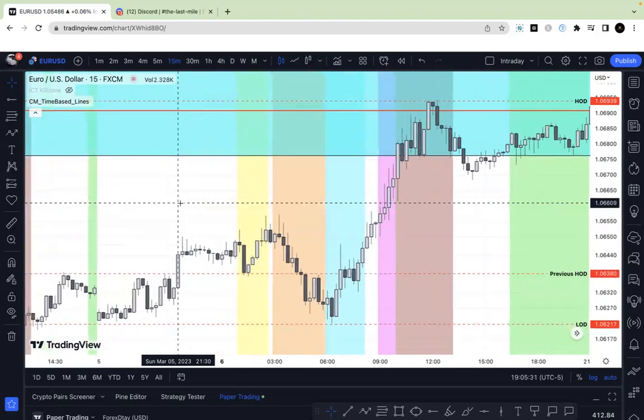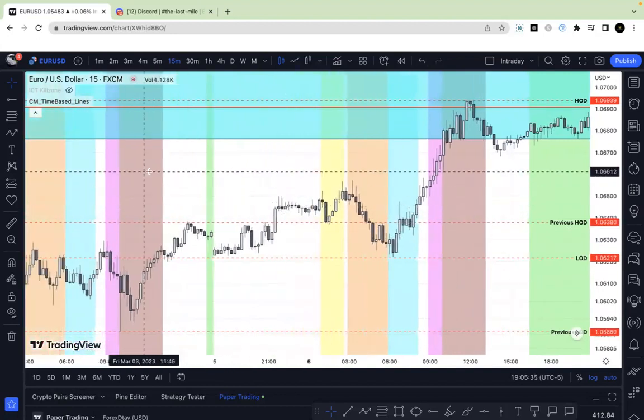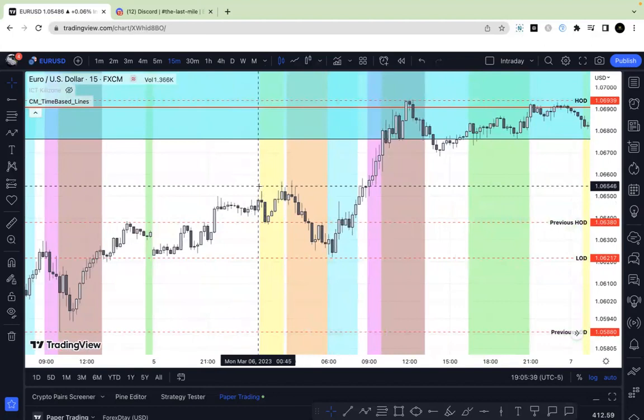Is the Asian session, right? So the rule is that the high of the day only occurs there. The high of the day and the low of the day occur between London and New York. They form in between, specifically in between London and New York, right?